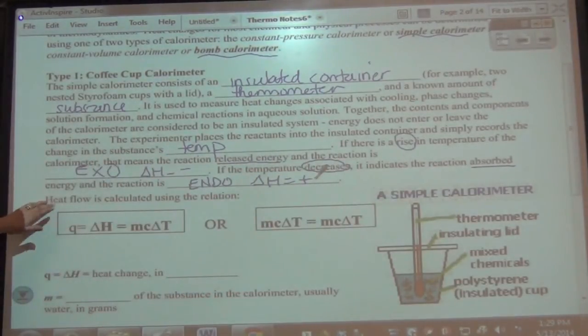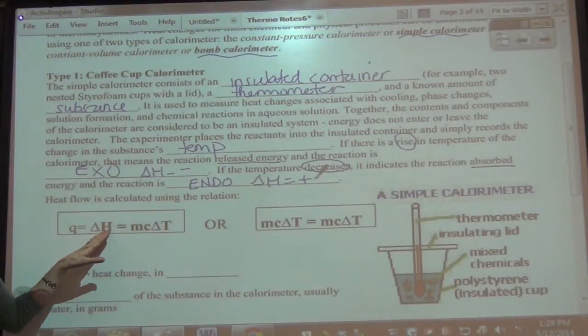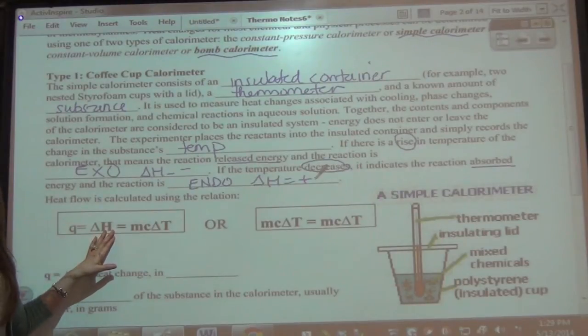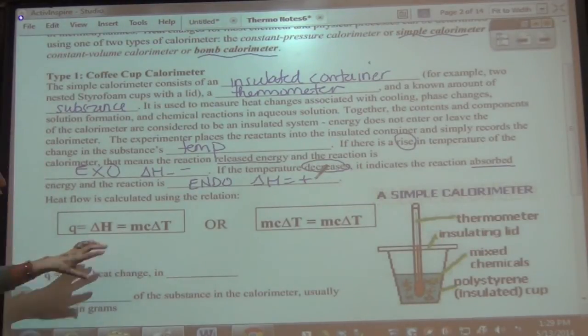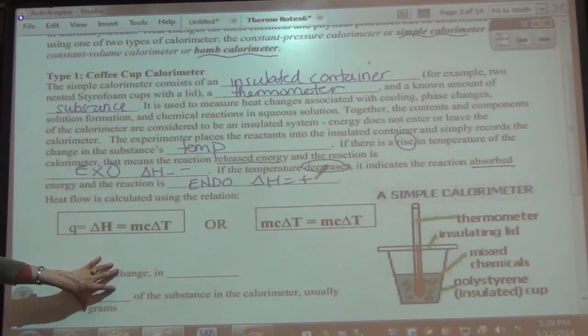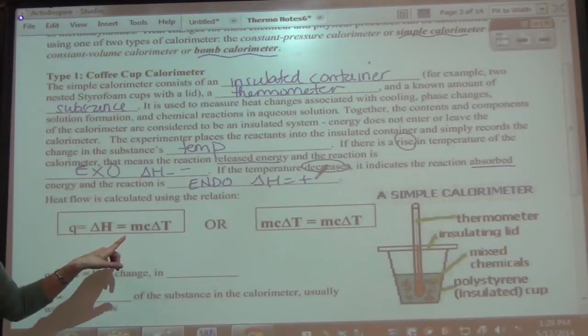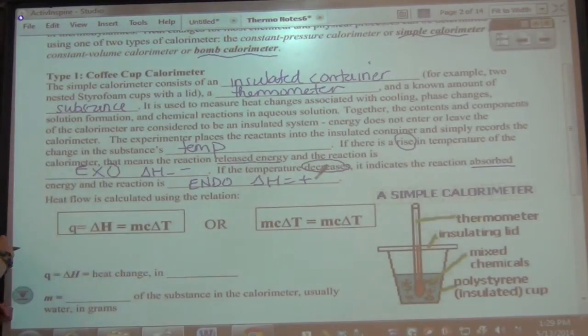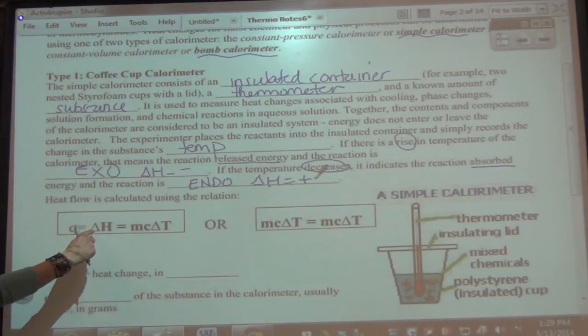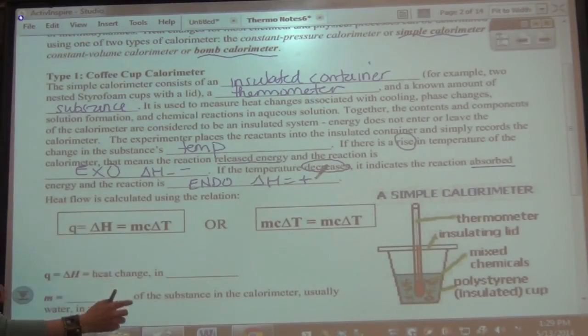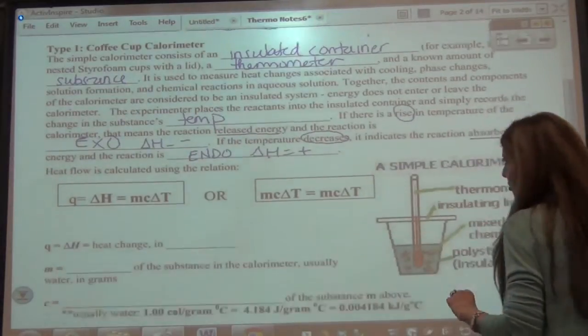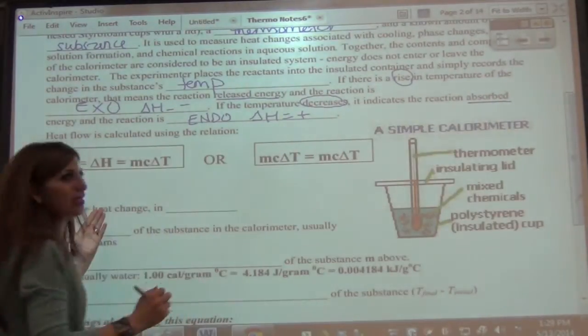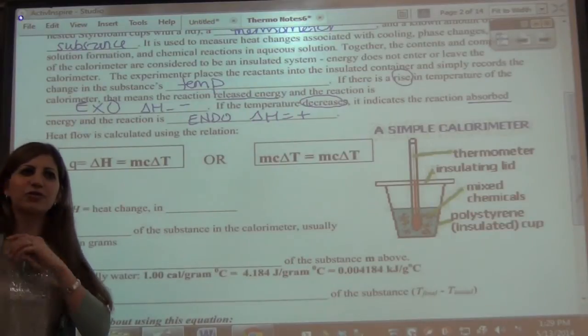Awesome. Heat flow is calculated using the relationship, I'm going to call this the MCAT equation. Everybody say MCAT. We're just going to label these. We'll do one problem, and then we're going to take a break. So they're really easy to use. We're going to do MCAT equals MCAT later, but we're just going to use this MCAT equation first. So this Q, or this delta H, is the heat change, right? So what units would we measure the heat change in? Well, it's energy. So what do you know that we've measured energy in before?